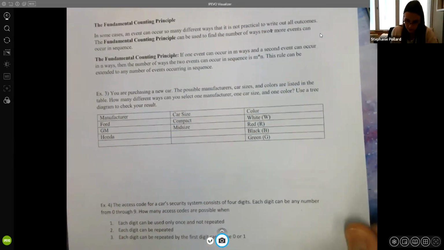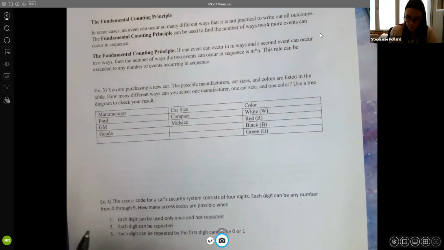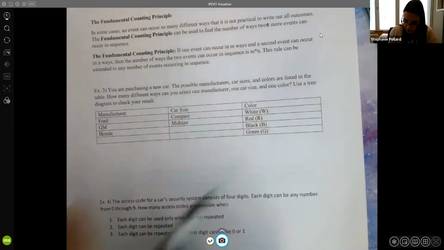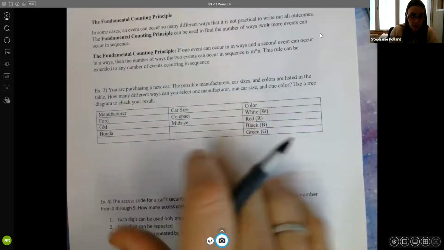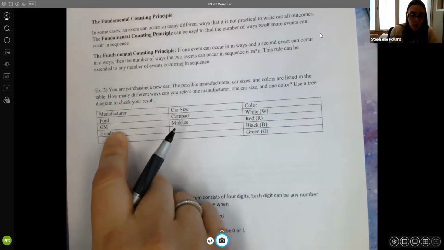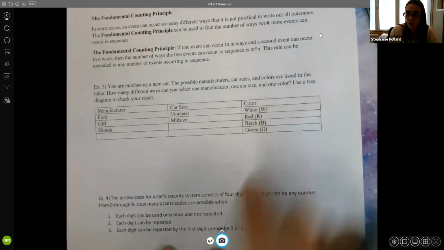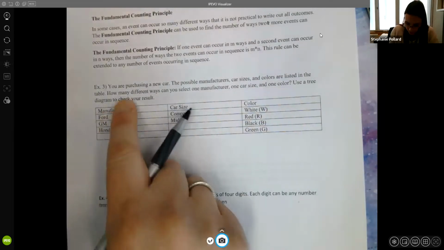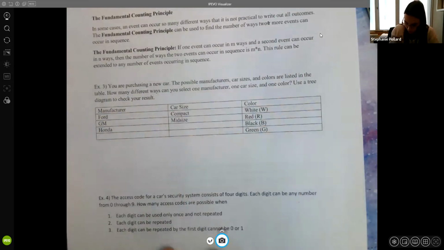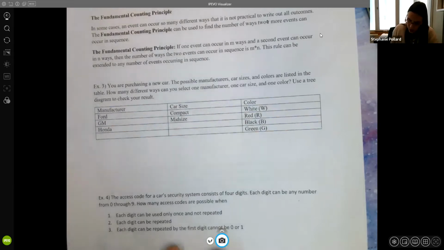So for instance, let's say you're purchasing a new car and the possible manufacturers, car sizes, and colors are listed in the table. So these are the options that you're thinking of. You're considering a Ford, a GM, a Honda. You want a compact or a mid-sized car, and you're interested in white, red, black, and green for colors. How many different ways can you select one manufacturer, one car size, and one color? And we can use a tree diagram to check our results here.